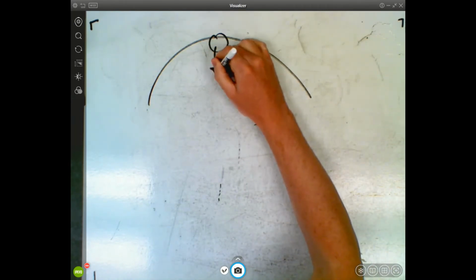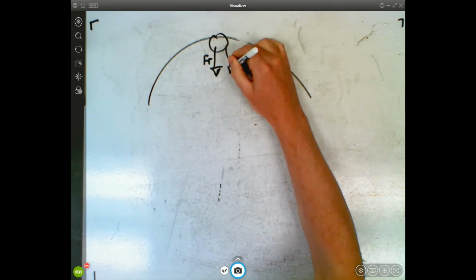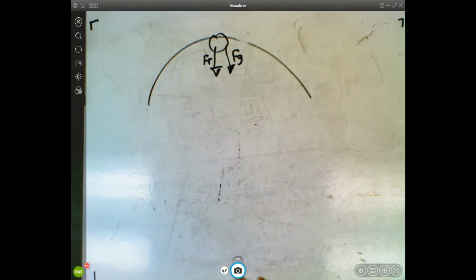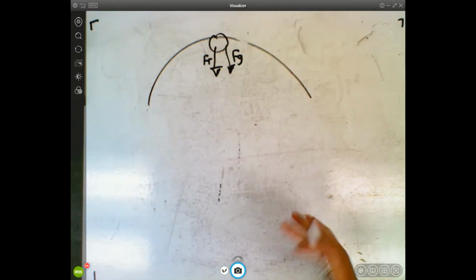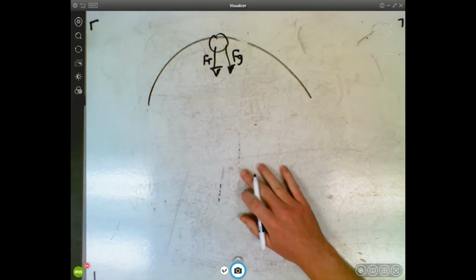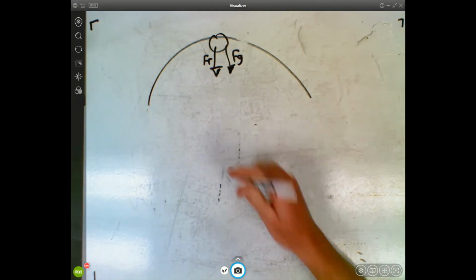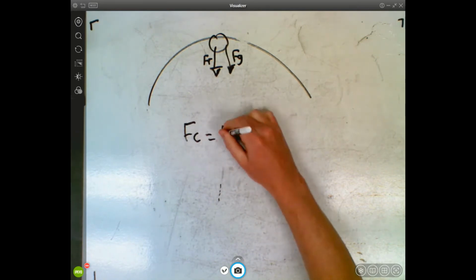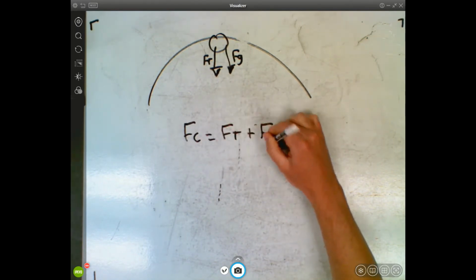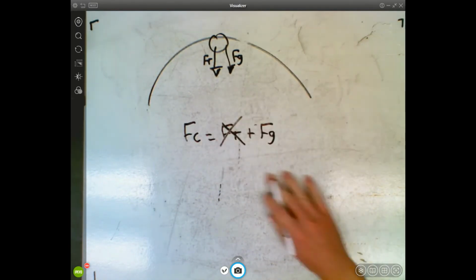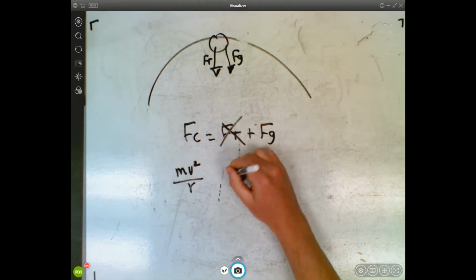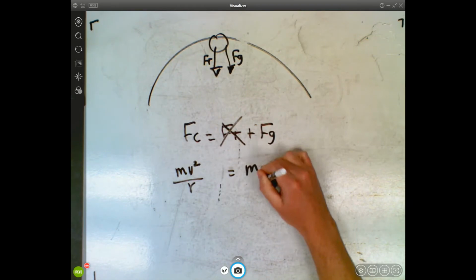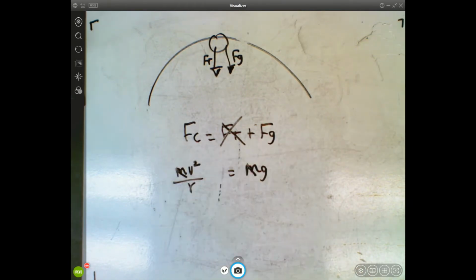So at the top of the loop, FT is towards the center, and Fg is towards the center. FT is always towards the center, unless it's like a car on top of a road, where you would draw the free body diagram a little bit easier. So Fc is equal to FT plus Fg, but they feel weightless, so FT is 0. This is mv squared over r. This is mg, and you can see that the mass cancels out, so that doesn't matter.